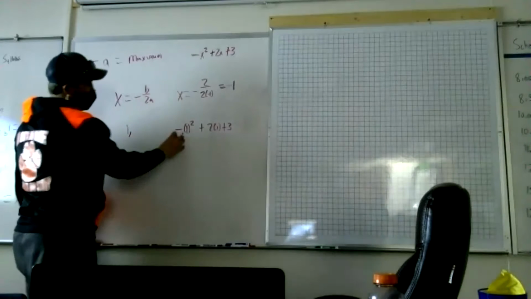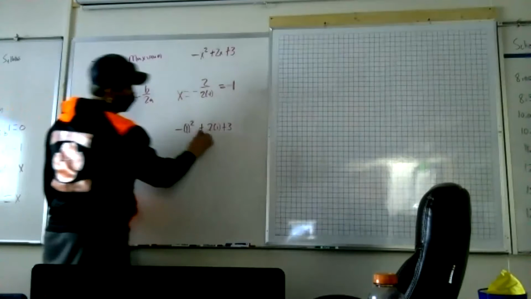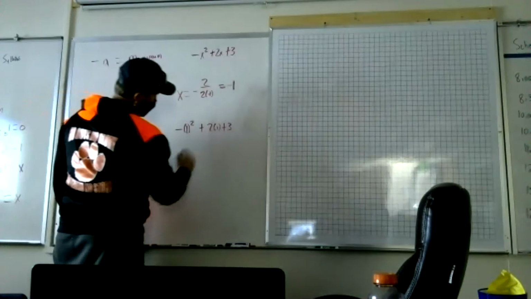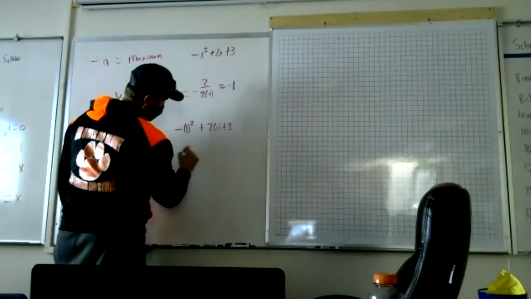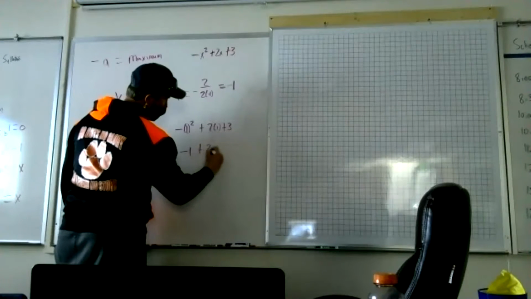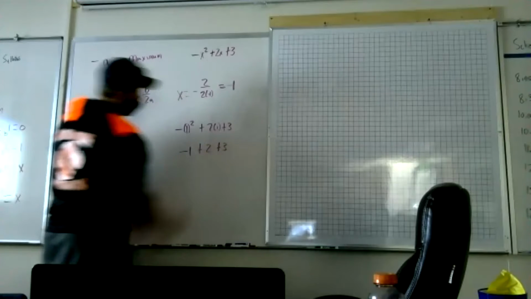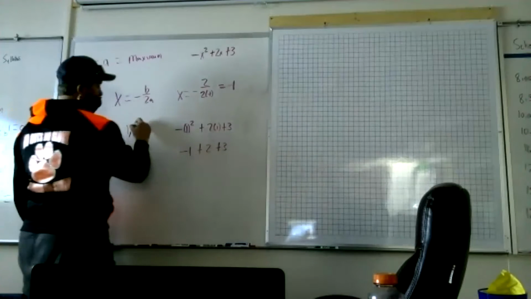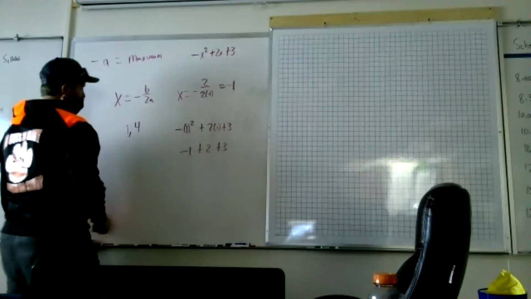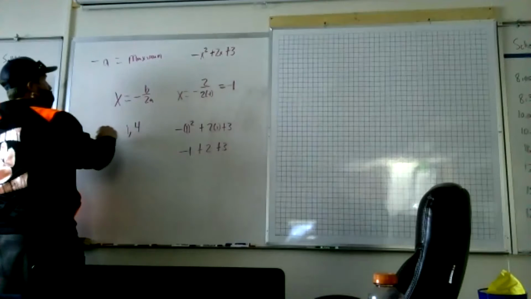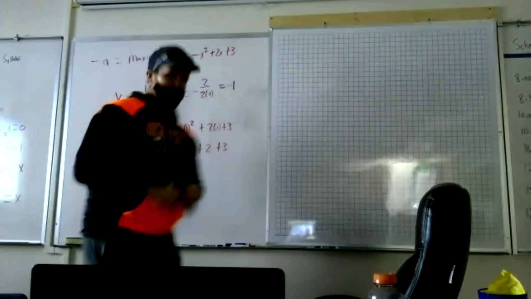So it's negative 1 squared plus 2 times 1 plus 3. 1 squared is 1, and I assign a negative to it, so negative 1. 2 times 1 is 2. And my constant of 3. So negative 1 plus 2 is 1, plus 3 is 4. So 4 is the maximum value. There won't be a y value higher than that.